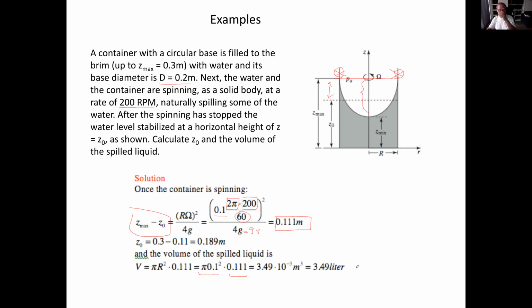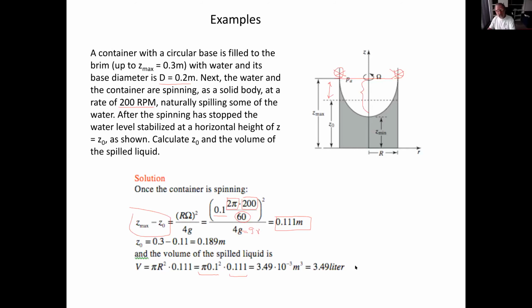Okay, this was actually one of the exams in the past. It shows what we can do with this kind of algebra, and it's very, very simple. If you understand what we're doing, everything is going to be clear.